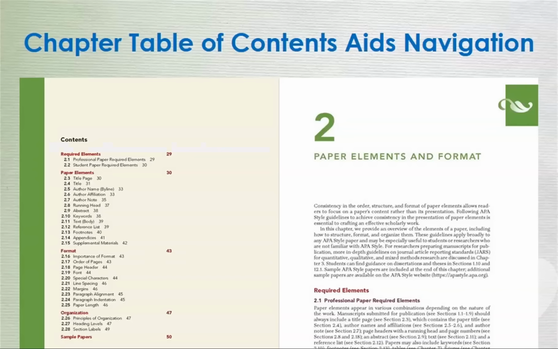And so shown here is a great feature of the tab in the spiral version of the manual that Chelsea mentioned, and it's that each tab has its own specific table of contents, and we've added more sections to that TOC to help make it easier to navigate to exactly the content that you want to get to. And shown here is the Chapter 2 table of contents, which is broken down to sections for each type of paper, student and professional, each type of element that goes into that paper, and then the formatting and organizational elements that apply to all APA style papers. And that includes things like line spacing, paragraphs, headings, section labels.